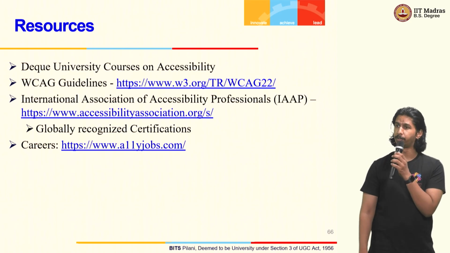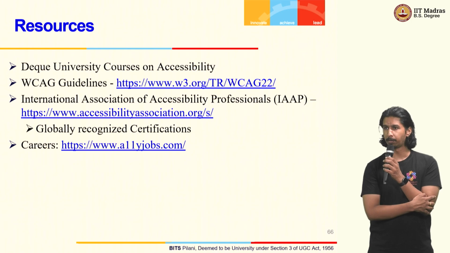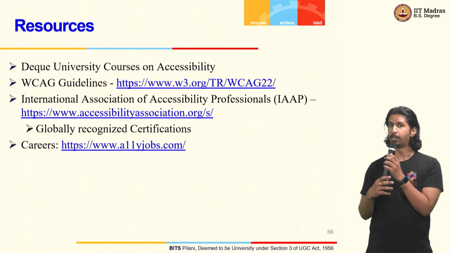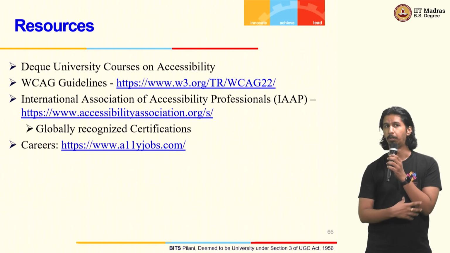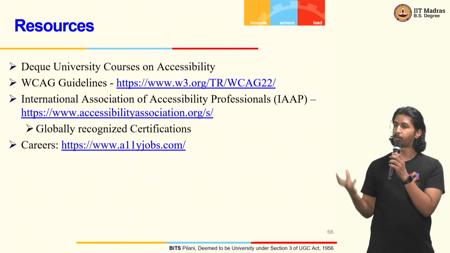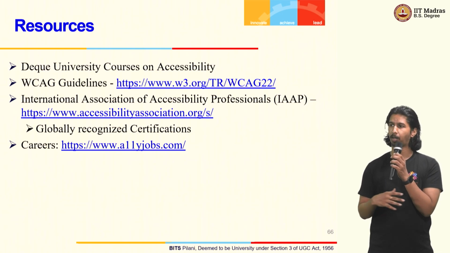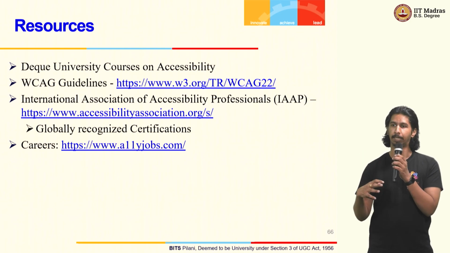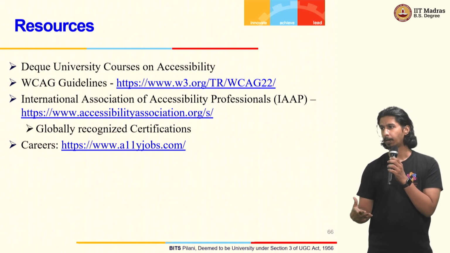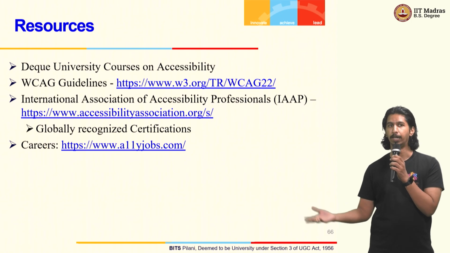So there are a lot of resources, right? I'll also be sharing these materials later. There are some trainings on accessibility. There is this actual guideline that we looked at. And there is also an association of accessibility professionals, right? It's a very small group. Globally, we are not even 10,000 people. It's a group of people who are accessibility experts and who practice accessibility, who also contribute to the WCAG guidelines.